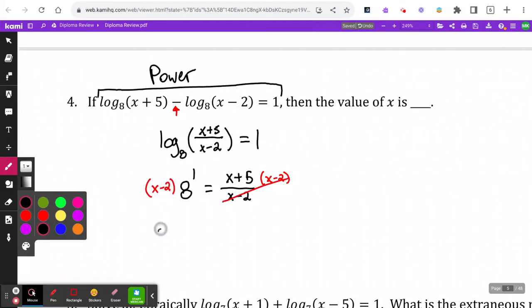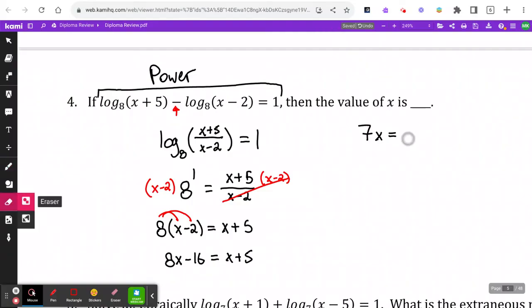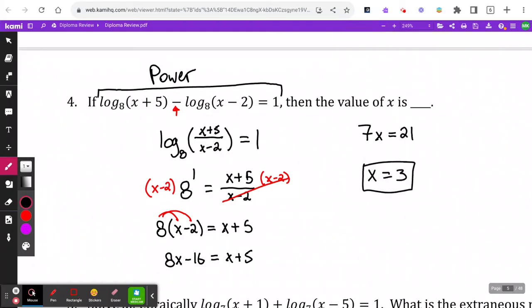And I have 8 times x minus 2 equals x plus 5. Multiply the 8 in. That's 8x minus 16 equals x plus 5. Move my x's over, move my constants over. I get 7x equals positive 21. Positive. I usually do say that. X equals 3.